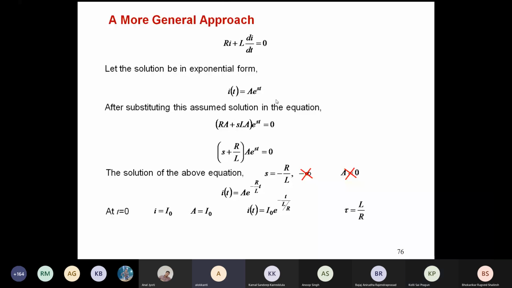So we can assume this L by R to be equal to some parameter called tau. So ultimately we get I(t) by I naught equal to e to the power minus t by tau.